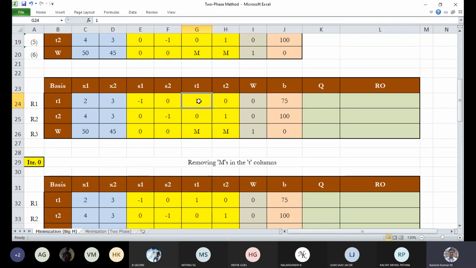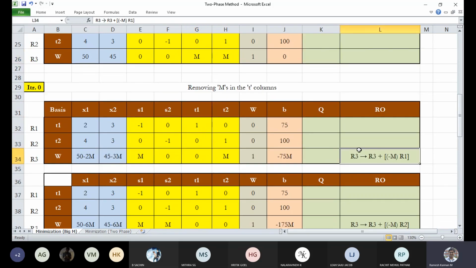So minus 1 into 1, and when you add that with the plus m, that will become minus 1 into m, or minus m into 1. So that gets added with this thing, so it'll become 0, right? So that is why row 3 equals row 3 plus minus m into row 1. When you multiply 1 with minus m, this will become minus m. So minus m plus m will become 0. So that's what it is here, right?